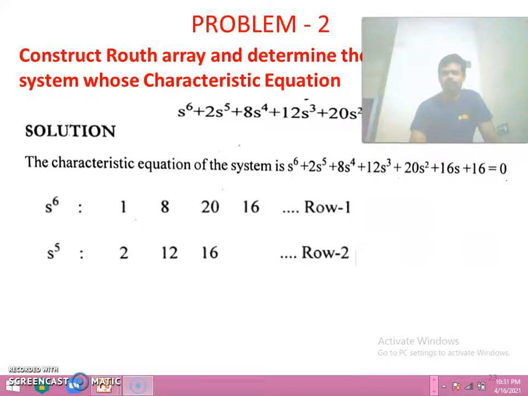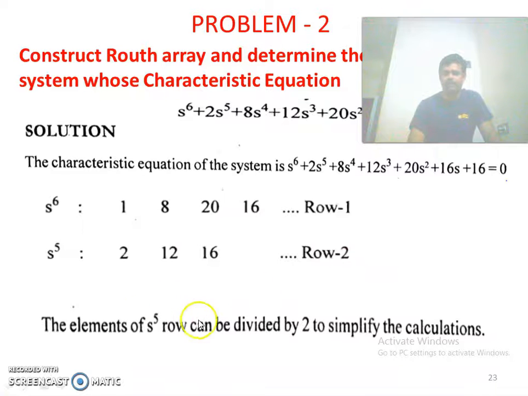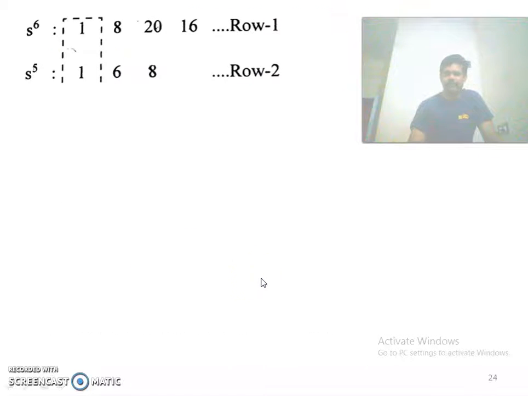This is row 2. Now we have to calculate the third row. Here you check this row 2. It can be divided by 2, giving 1, 6 and 8.